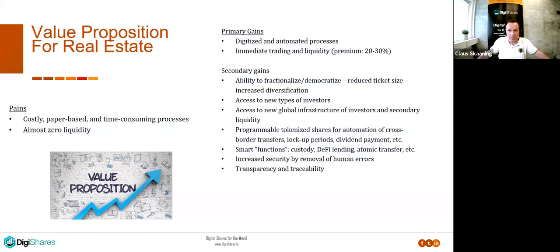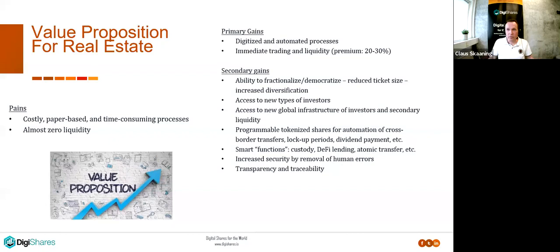So, the value proposition briefly for real estate is to, of course, digitize and automate to increase liquidity through trading, but also the ability to fractionalize, to democratize, to reduce the ticket size and allow ordinary investors to participate, get access to different types of investors, new types of investors, make it easier to attract international investors and also potentially crypto investors. And also, since we are using the same standards globally, it gives access to a global infrastructure of investors and marketplaces, custodians, and different types of platforms that help create additional value for the tokens that are created.